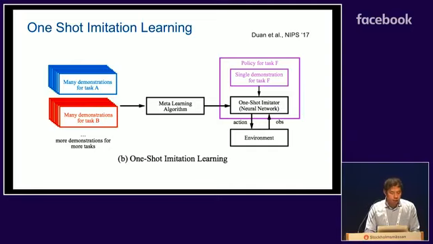And the idea of one-shot imitation learning by Duan et al. in 2017 is to pool together a distribution of tasks and then train a neural network policy so that at test time, the neural network policy can generalize from a single demonstration of a previously unseen task.